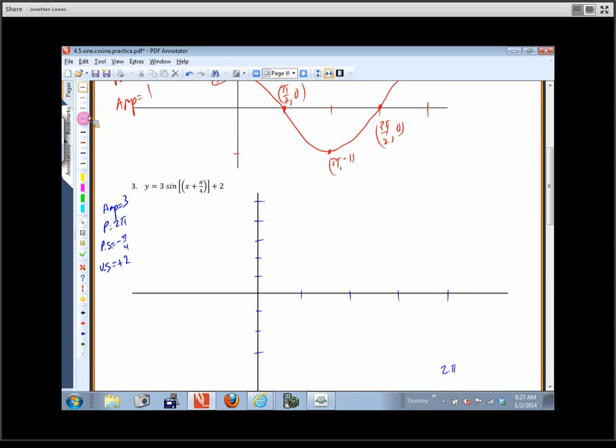I'm going to change colors. I'll do this in black. I'm going to make the right shape: a sine graph that has an amplitude of 3 and a period of 2 pi. So I'm going to graph y equals 3 sine x, because that's the right shape. Sine starts at 0 and then goes up to 3, back down to 0, down to -3, and like this. So this is the right shape.